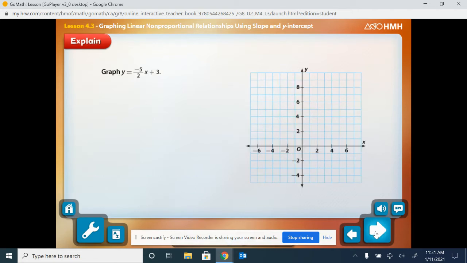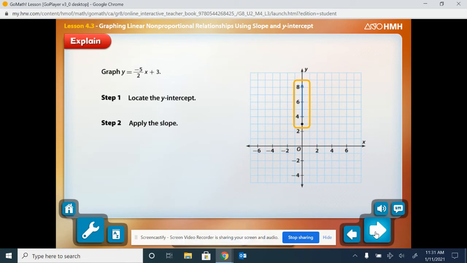Let's try it. Graph y equals -5/2 x plus 3. Step 1. Locate the y-intercept. The y-intercept is 3. The point on the graph of the y-intercept is (0, 3). Step 2. Use the slope to plot a second point on the graph of the line.